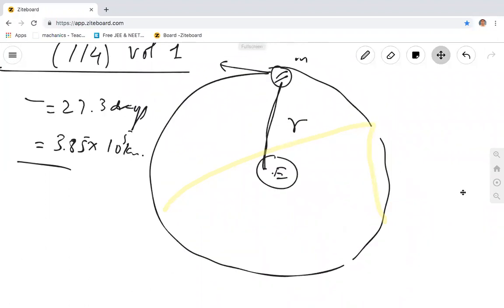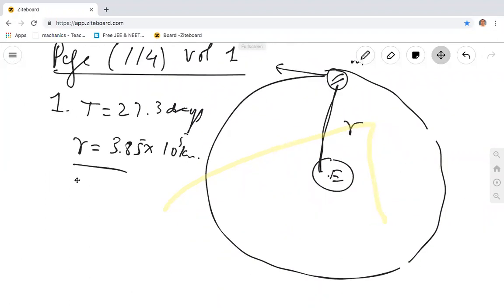Now he wants us to find acceleration. Now see, I will find the acceleration, but he does not give the acceleration due to gravity. He does not give the force. He does not give the masses. He gives only these 2 parameters. So see what I will do.